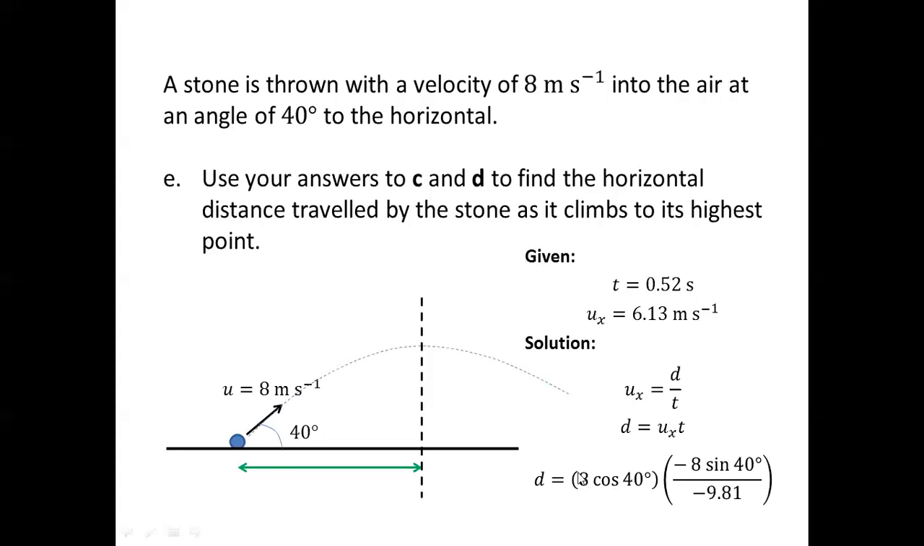Notice that I made use of the exact expressions for the horizontal component of the velocity, which is basically the speed, and for the calculation of the time. This is to avoid too much rounding error in our final answer. This gives us a value of distance to be 3.21 meters. That means the distance traveled by the object as it reaches its highest point is equal to 3.21 meters.